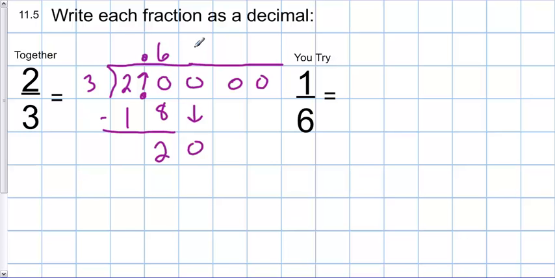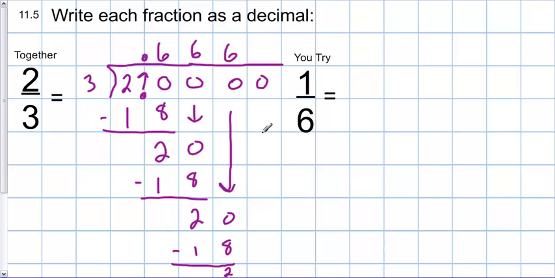How many groups of 3 can I get out of 20? That's 6 groups of 3. 6 times 3 is 18. I subtract. I get 2. Bring down my 0. Anybody see this vicious cycle happening here? This pattern going on? Yes, I see a pattern occurring. Every time, 6 times 3 is always going to give me 18. 20 minus 18 is always going to give me 2, and I'm always going to bring down my 0. So this is a repeating decimal.